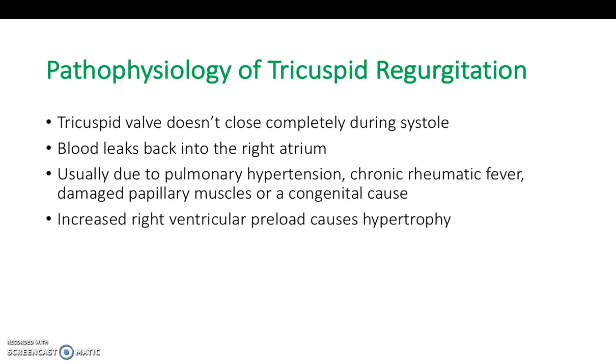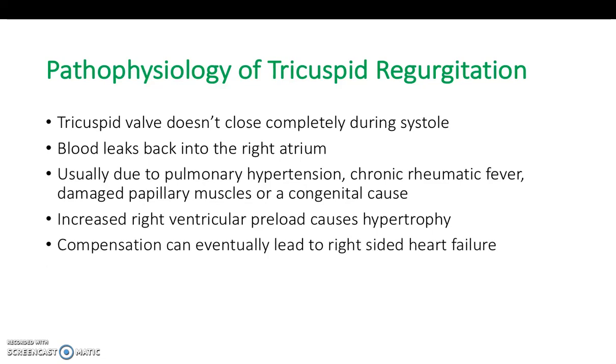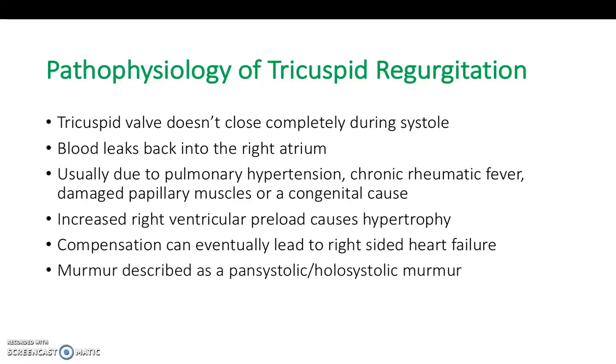This means that there's an increase in right ventricular preload, and in order to deal with this, there is right ventricular hypertrophy. This stretches the annulus of the valve, therefore worsening the regurgitation. So this compensation can work for a while, but eventually the right ventricle might not be able to keep up, and it can lead to right-sided heart failure. And the movement of blood back into the right atrium can be heard as a pansystolic or holosystolic murmur.